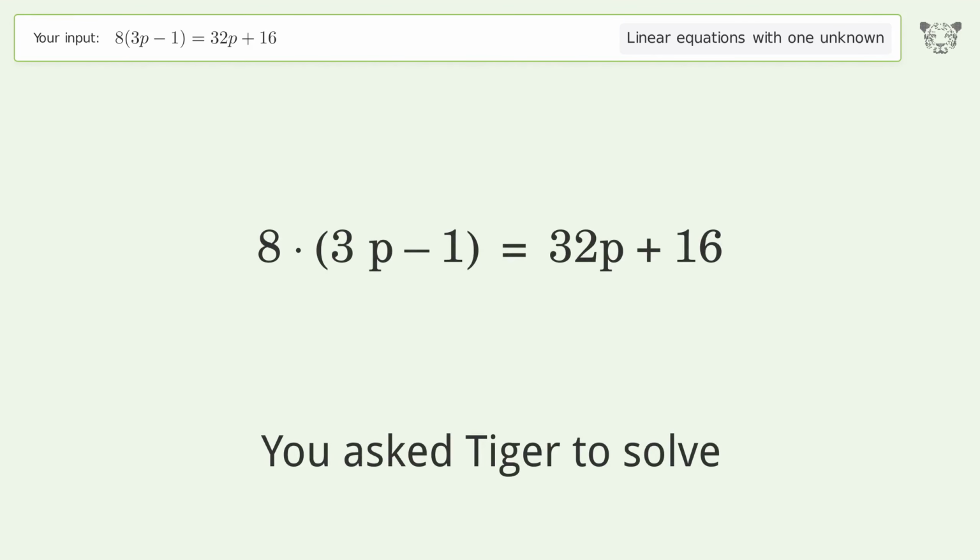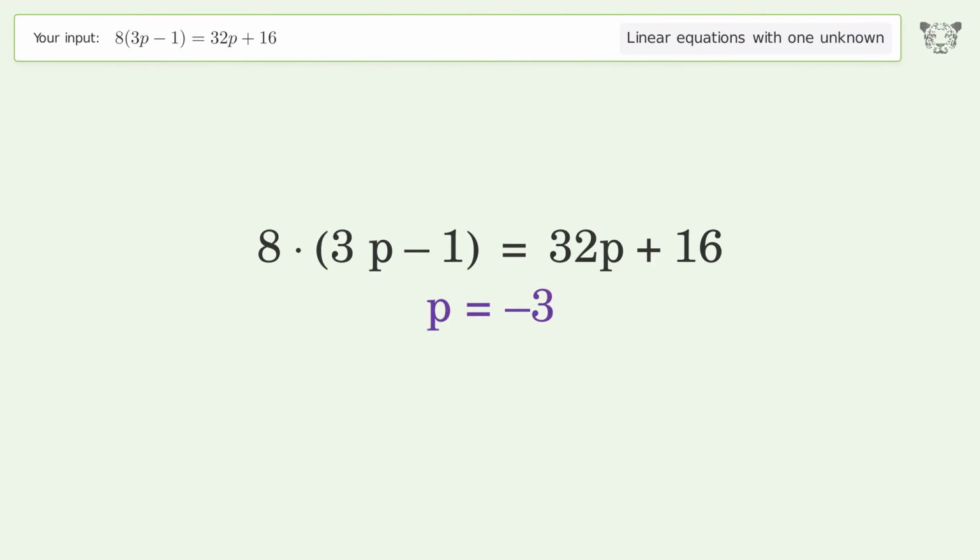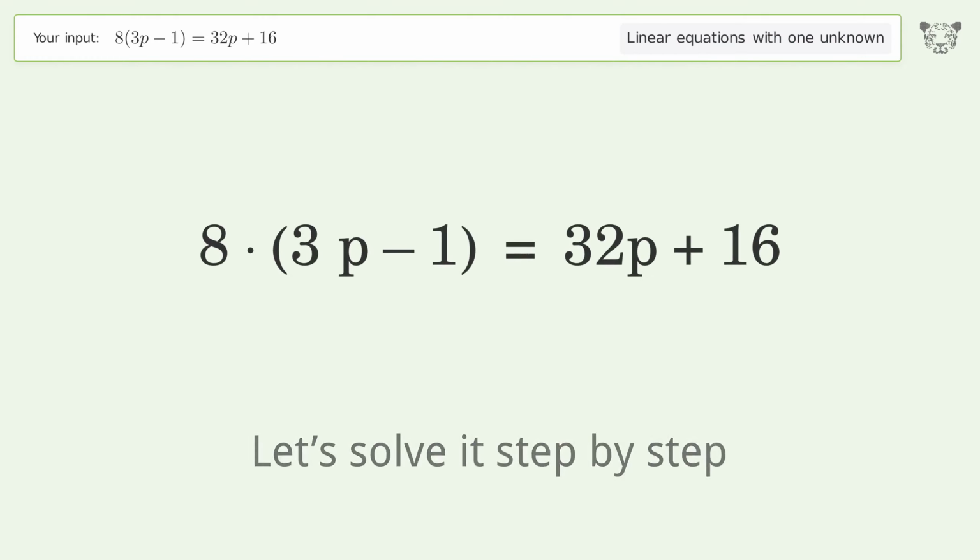You ask Tiger to solve this. This deals with linear equations with one unknown. The final result is p equals -3. Let's solve it step by step.